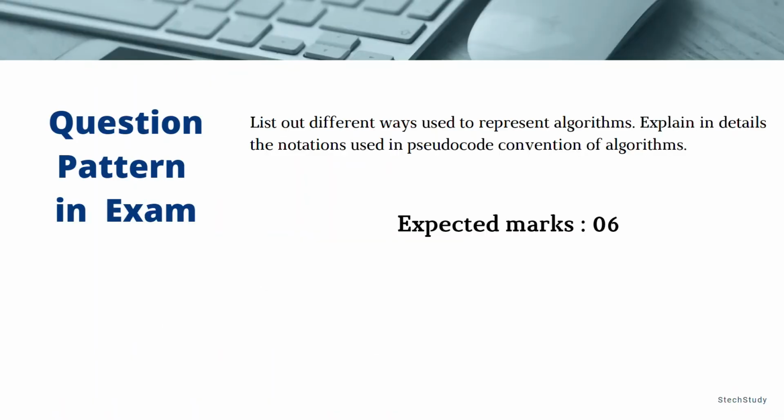The question pattern for this topic in the exam will be given here, which can be expected for 6 marks, which is very important.